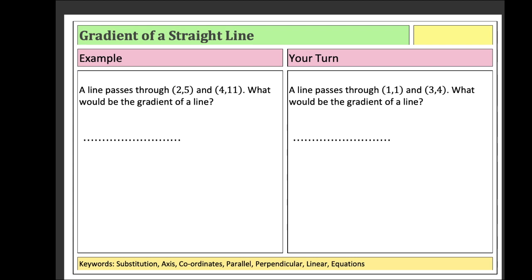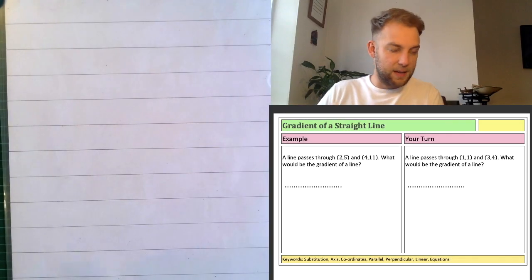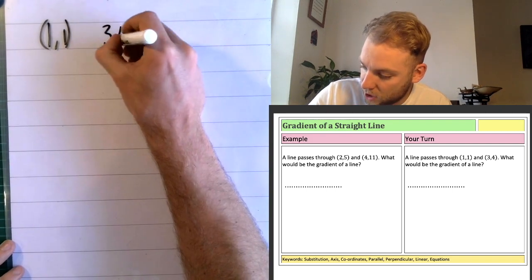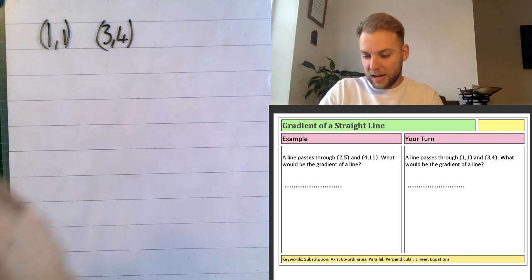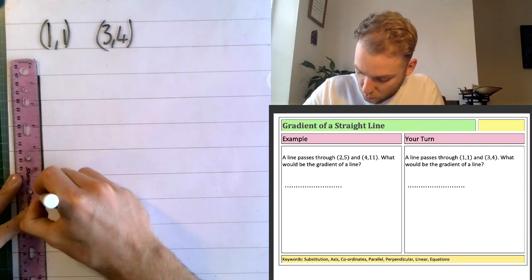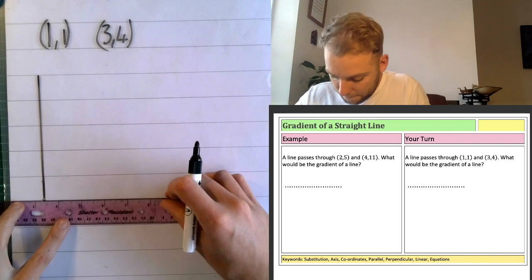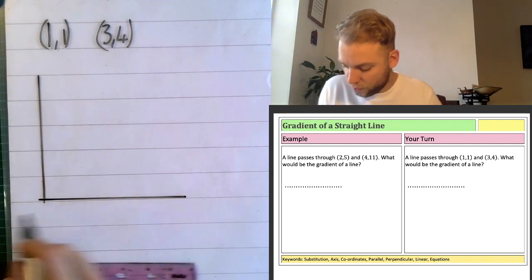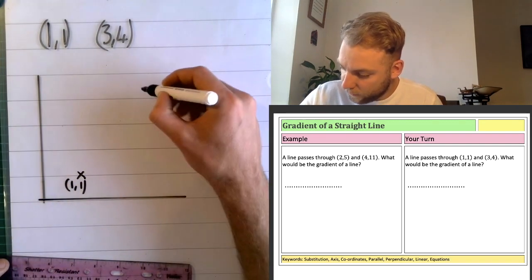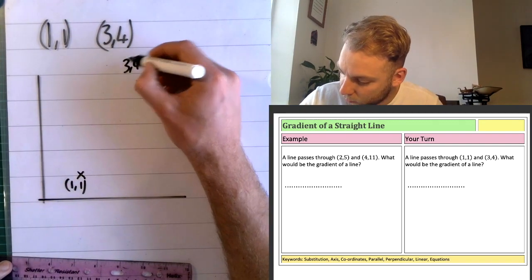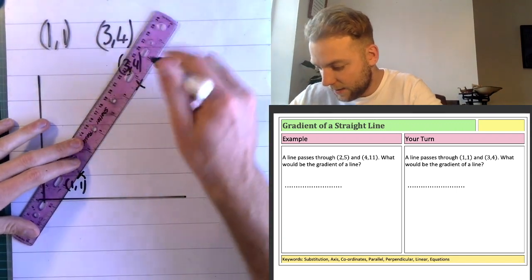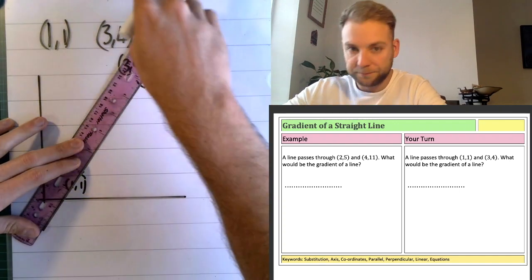Okay, let's do this one together then. So this time here, I think this one's actually a little bit easier than the last one. So 1, 1 and 3, 4. Going to draw a nice big graph again. Just checking: gradient of the line. So 1, 1, let's put that there. 3, 4, let's put that there. Remember, the gradient is the gradient of that line, not the points. Okay, so it's the gradient of this line.